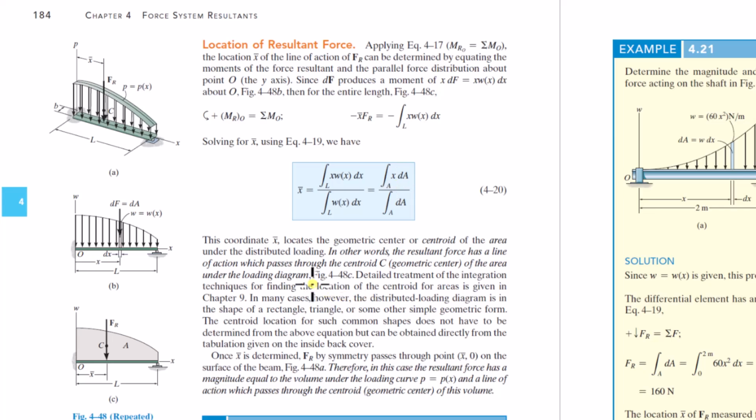Okay, so that's how you can replace a distributed load with a resultant force for the sake of static analysis. And again, we're going to go into more detail on how to find centroids and do the integrations in Chapter 9. But we're going to see that in many cases, the distributed loading diagram is the shape of a common shape, a rectangle, triangle. And so there's tabulated results for the locations of centroids of these common shapes, and we might not have to do the integration every time. We can just reference those centroids.